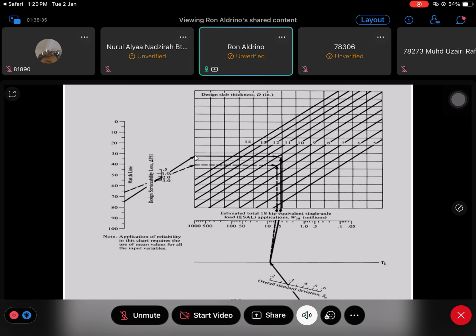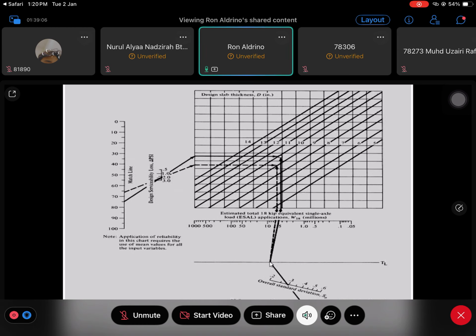From this chart onward, before you draw into this line, you have to go downward, starting from the reliability here. Your reliability is given as 95%, and your overall standard deviation is 0.3. So from 95%, you draw a straight line towards the transiting line here. Once you draw this across the transiting line, it is 0.2 something.